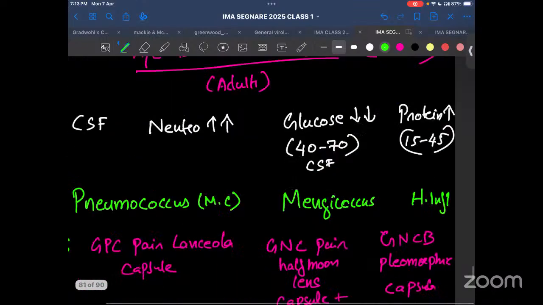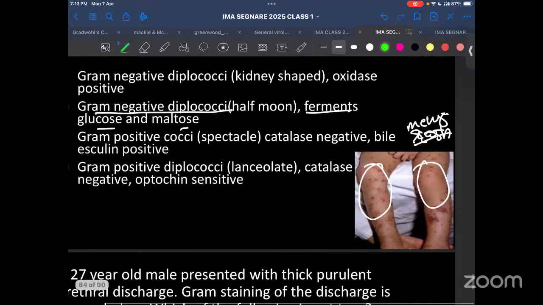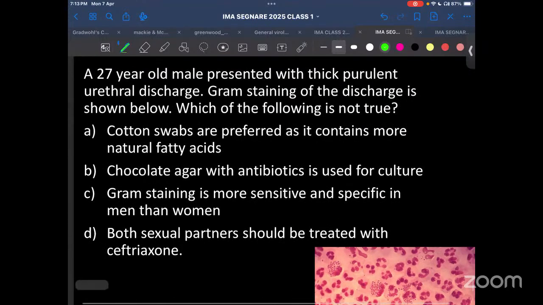We have covered meningitis in the last class, so what is left over is urethritis. A 27-year-old male patient presents with a thick, purulent urethral discharge. Gram staining of the discharge is shown below. Which of the following is not true?